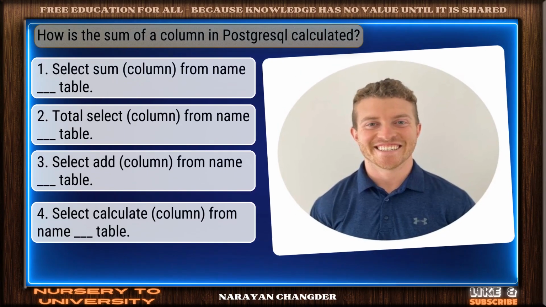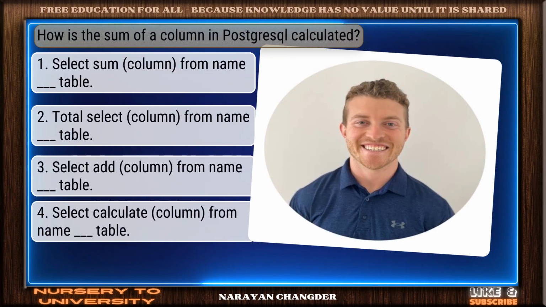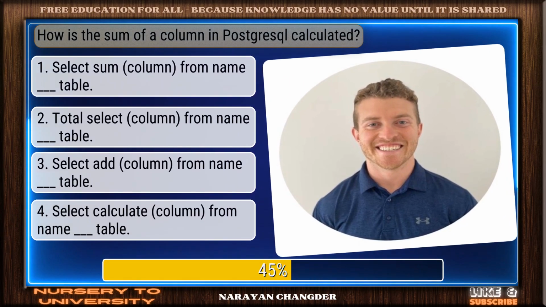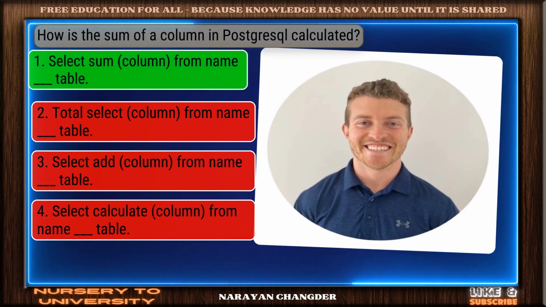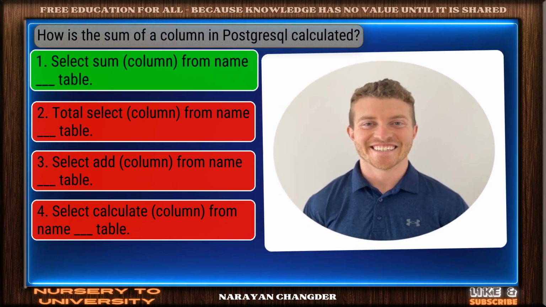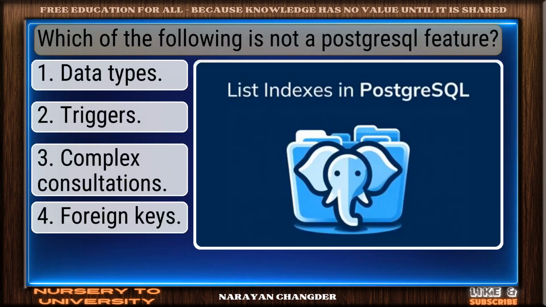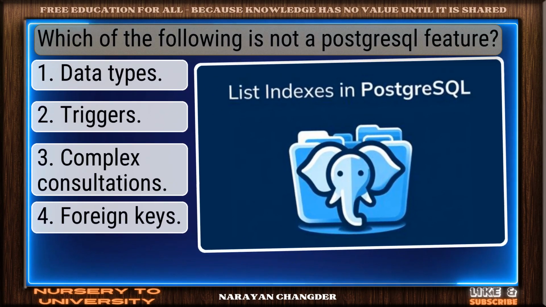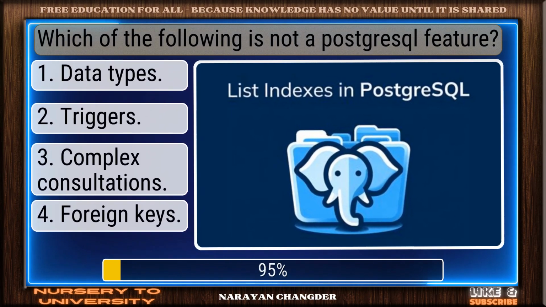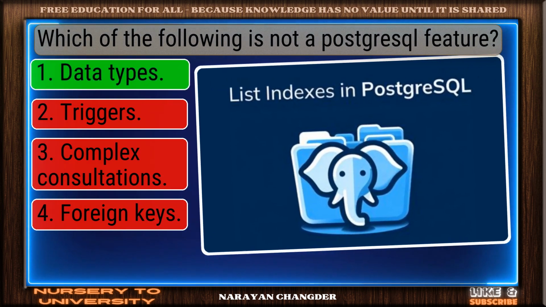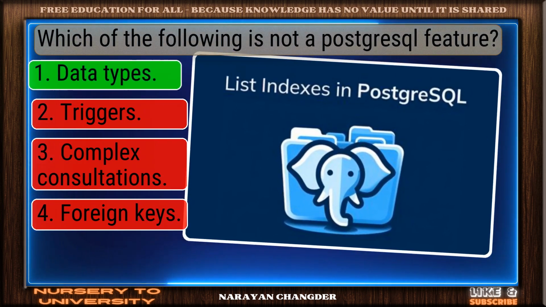Question number 63. How is the sum of a column in PostgreSQL calculated? Smart pick. Select sum(column_name) from table_name is the correct choice. Question number 64. Which of the following is not a PostgreSQL feature? Excellent choice. Data types is the right answer.